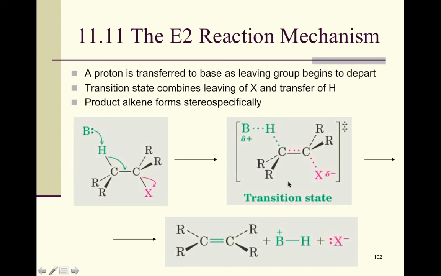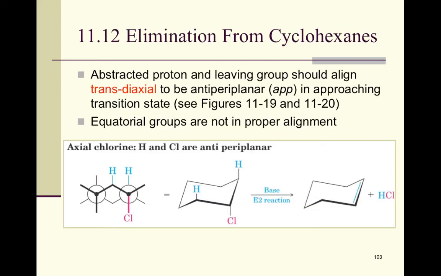It's this transition state you definitely want to know about when you're thinking about an E2. Again, this is one of the pieces that helps me understand the differences between E1 and E2: this transition state. Everything's together at the same time. Elimination from cyclohexanes: the abstracted proton and leaving group should align trans-diaxial so they can be anti-periplanar in approaching the transition state.